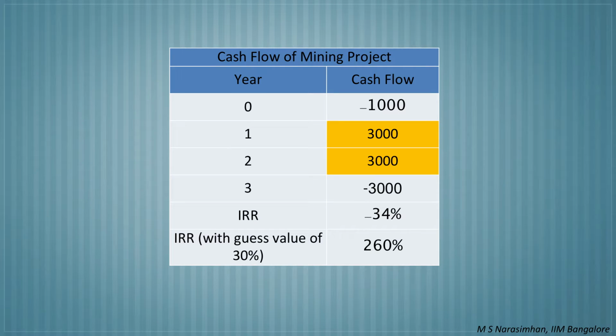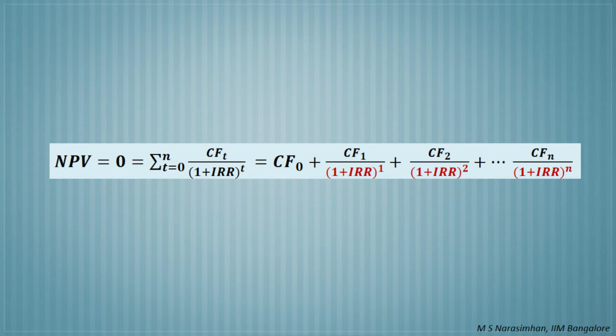Though multiple IRR is a bit of a rare event, one should remember that it is possible when the cash flows are not normal. Another criticism for IRR is it assumes project cash flows are reinvested at the rate of IRR. In the above example, it is assumed that cash flows of year 1 and year 2 are reinvested at 260%. You can observe this implicit assumption in the IRR equation where all cash flows are discounted at IRR.